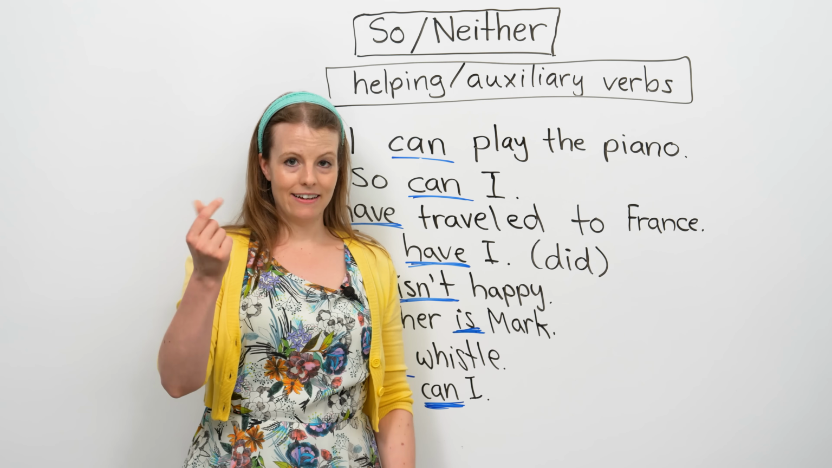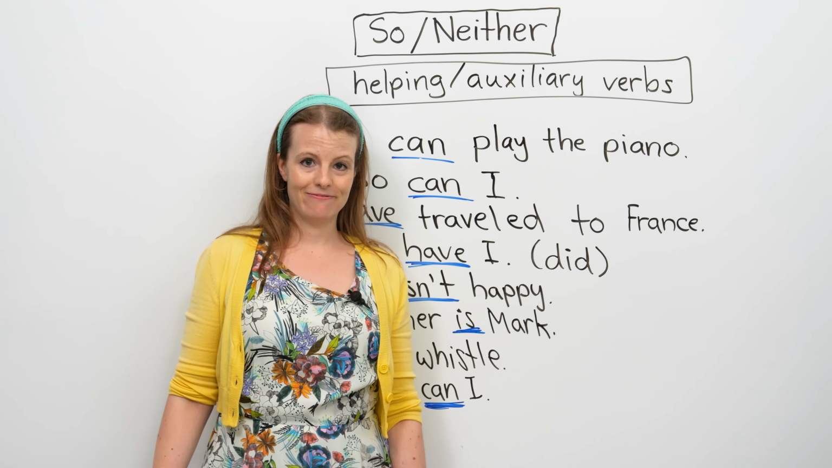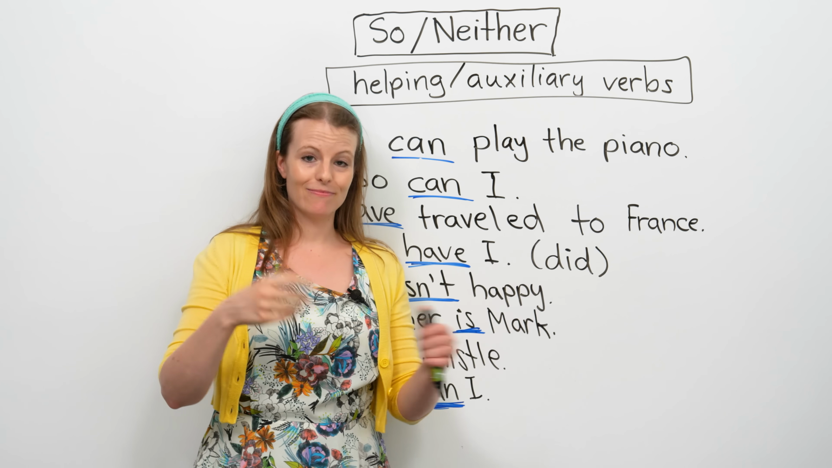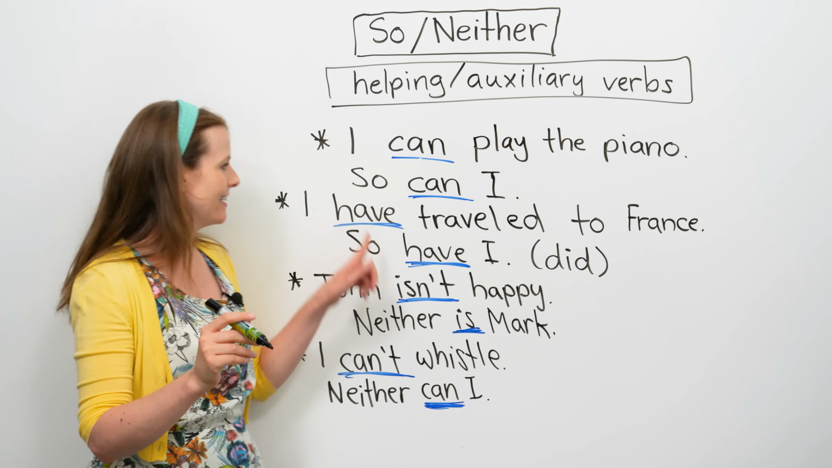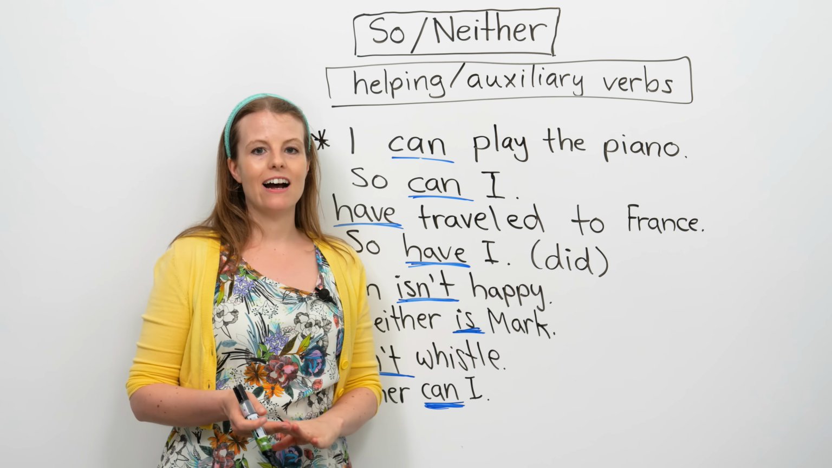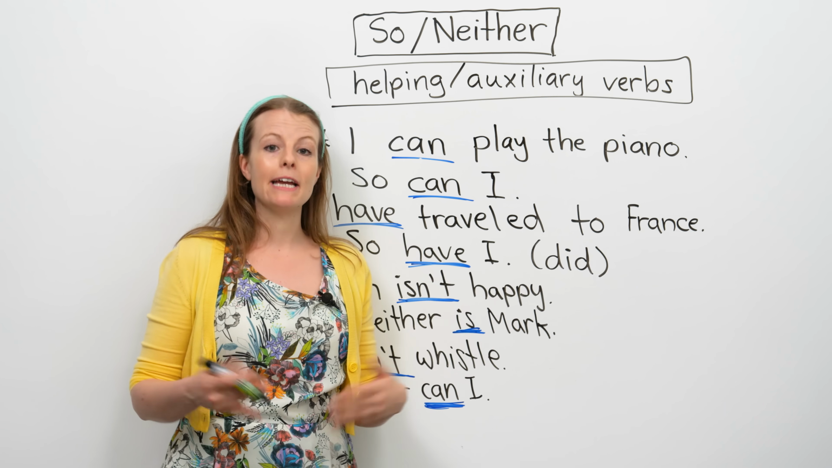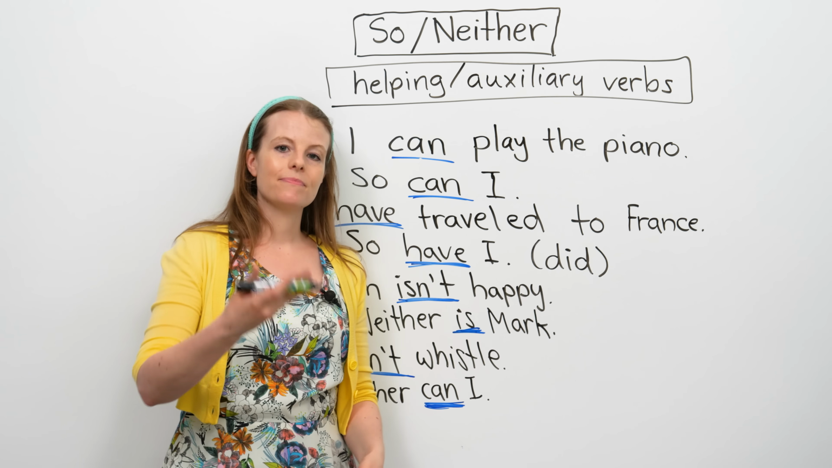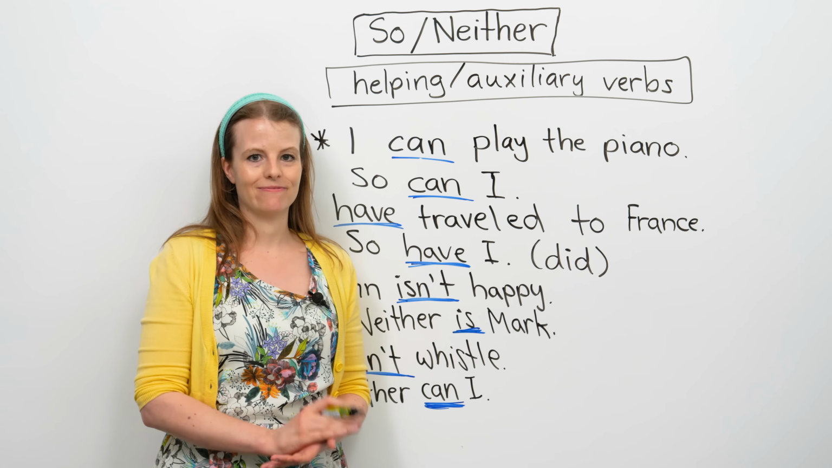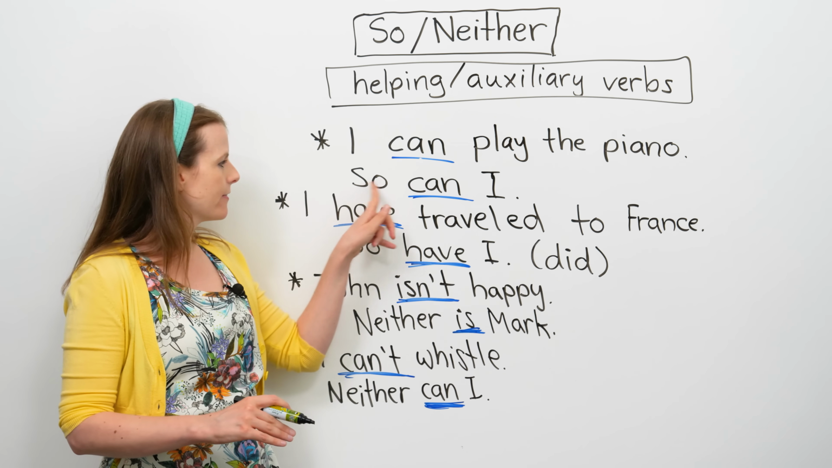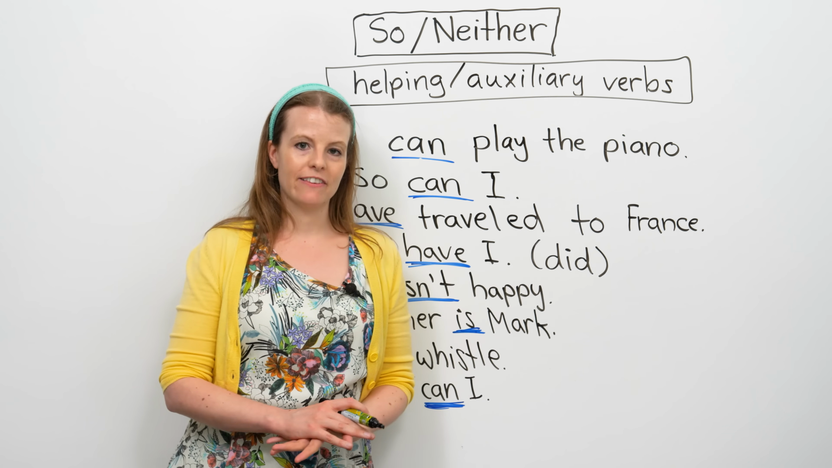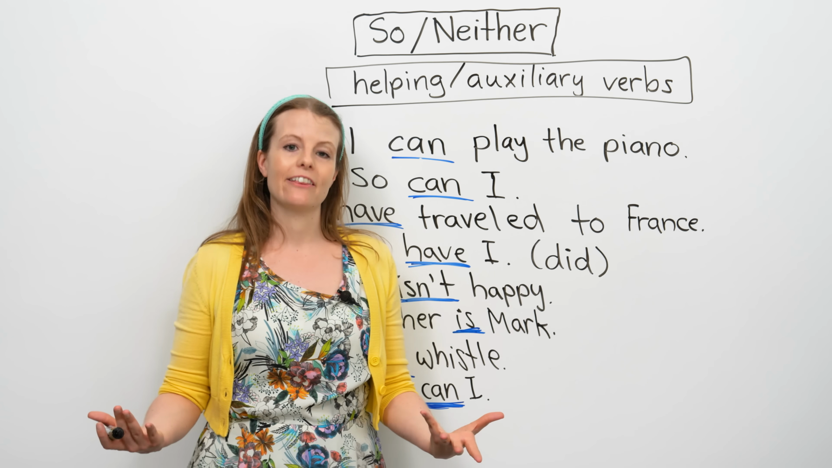Let's think about something else you can do. I can snap my fingers. If you can snap your fingers, what can you say to the conversation? You can add, so can I. Okay. I can play basketball. What can you say if you want to add to the conversation? You can say, so can I. So we use can a lot with so. We can also use it with neither.